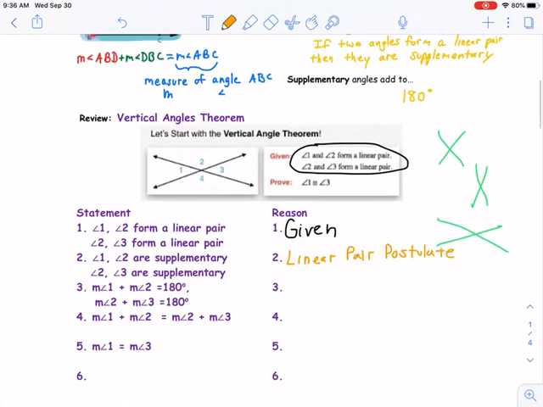All right, and then, well, if 1 and 2 are supplementary, 2 and 3 are supplementary, that must mean the measure of angle 1 plus the measure of angle 2 equals 180 degrees. The measure of angle 2 plus the measure of angle 3 equals 180 degrees. That's just by the definition of supplementary.